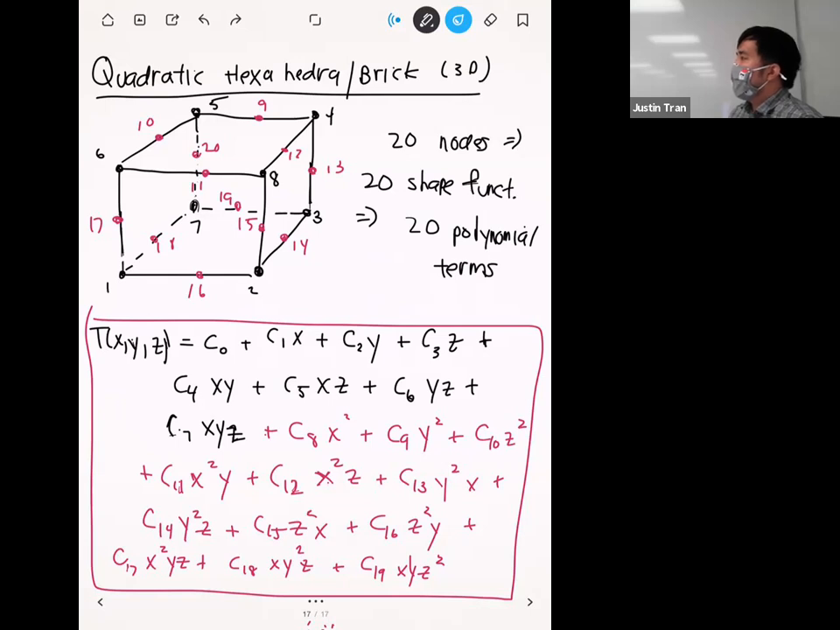But whether all of these are really relevant or really important for capturing solution behavior, of course it depends on the boundary conditions and the specific situation. But this kind of gives you the most flexibility and the biggest amount of solution variability that you can have. Okay. All right. Any questions on the quadratic hexahedron? Okay. All right.